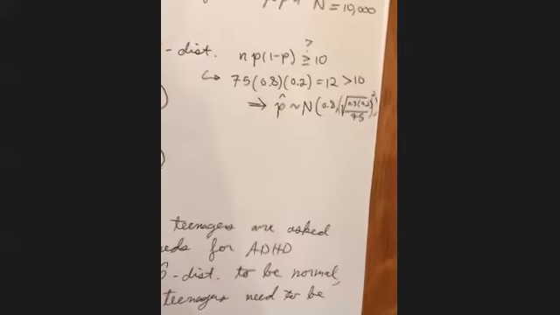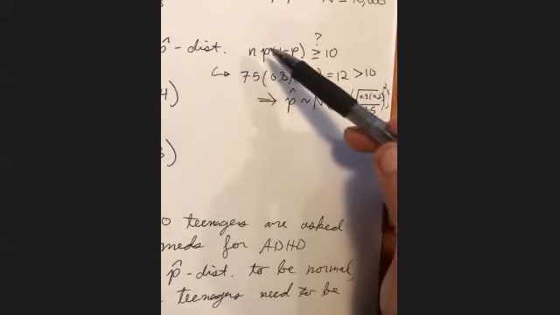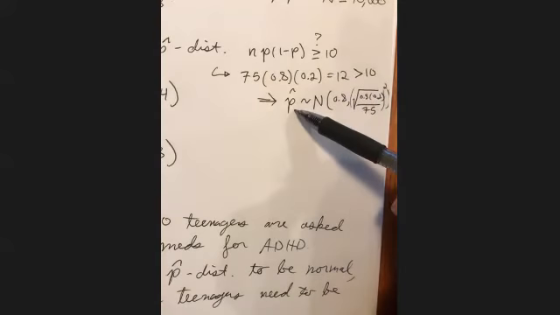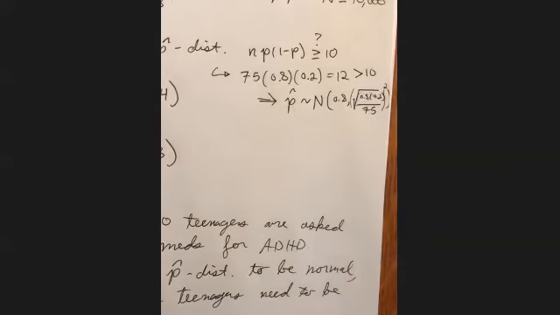Zooming in on that. So once we know that n times p times 1 minus p is greater than or equal to 10, then we can assume that p hat is normally distributed. Its mean is the same as the population proportion, and its variance is given by this expression. Square root of p times 1 minus p over n, and then we square that for variance. But what's inside the square is your standard deviation. So that's why I always write it with the square.